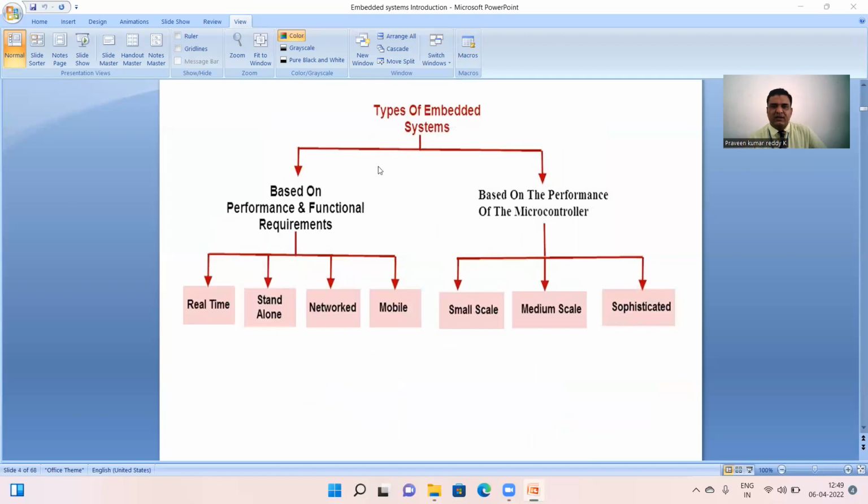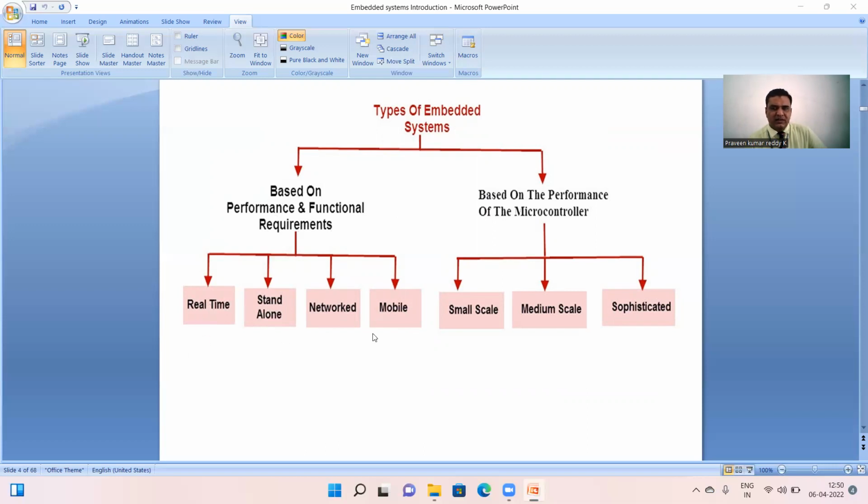So here I just want to give you some information about why the classification is given like this. Types of embedded systems are basically classified in two ways: based on the performance and functional requirements, and based on the performance of the microcomputer. The first one, based on the performance and functional requirements, is classified into four types: real-time embedded system, standalone embedded system, networked embedded system, and mobile embedded system.